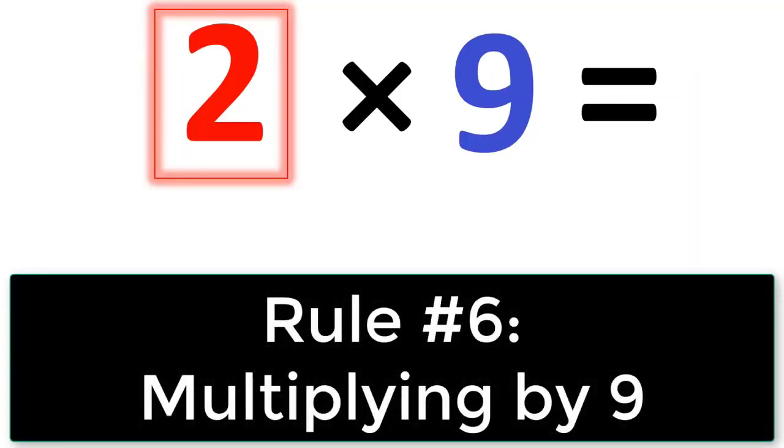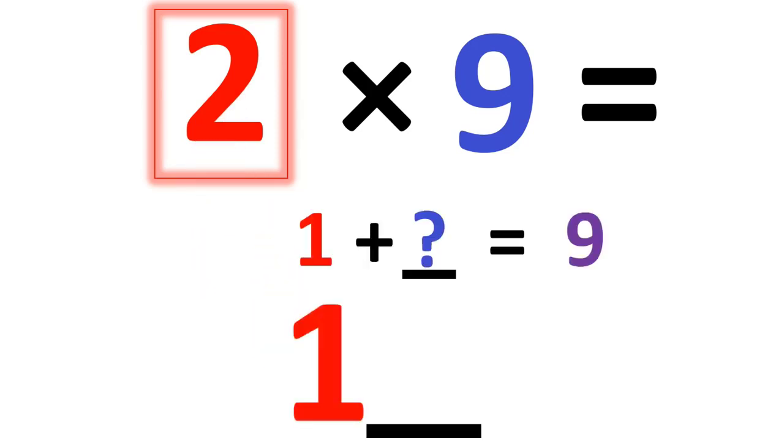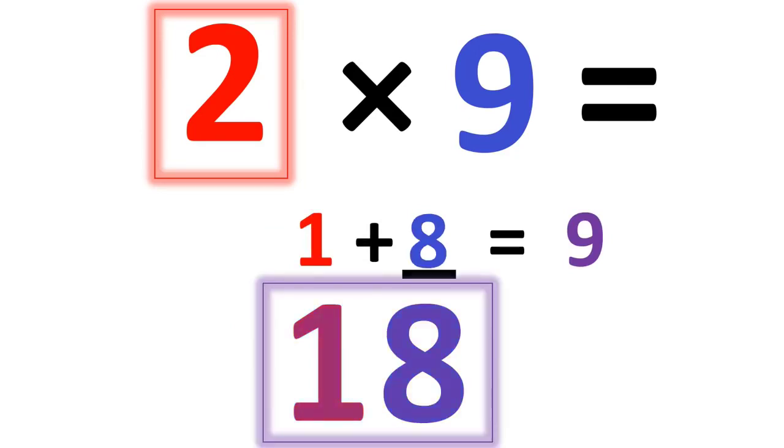So now for our last rule, which is the rule of 9. When you multiply a number times 9, such as 2, you take that first number 2, and you take 1 less than that number 2. So 1 less than 2 is 1. Then you say 1 plus what number equals 9? Well, 1 plus 8 equals 9. So 8 becomes your second number. So the answer is 18.